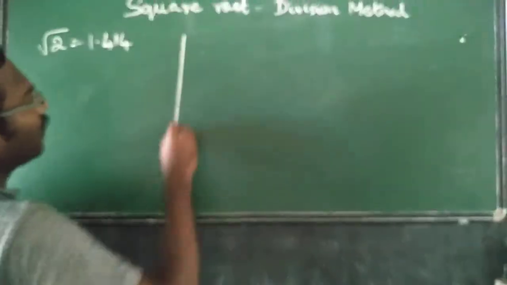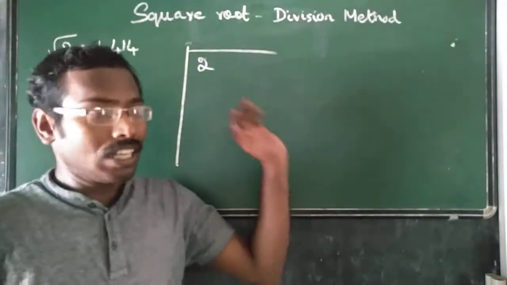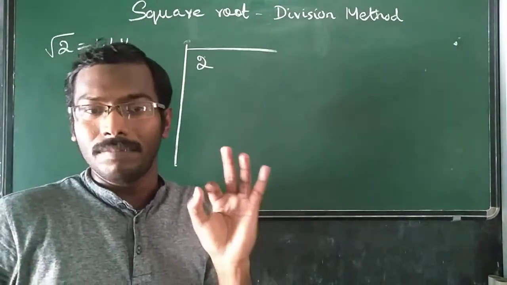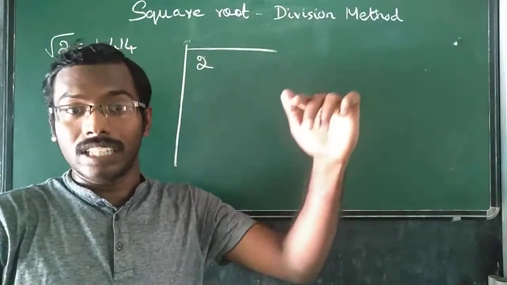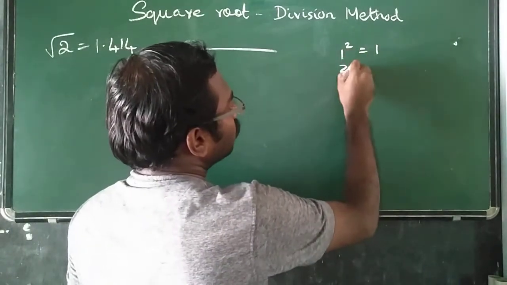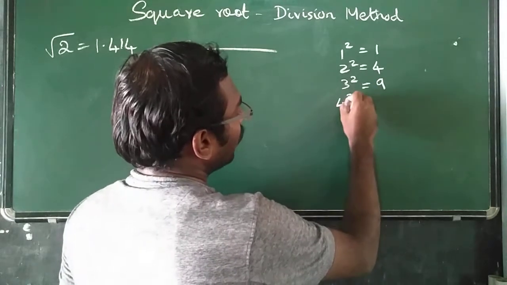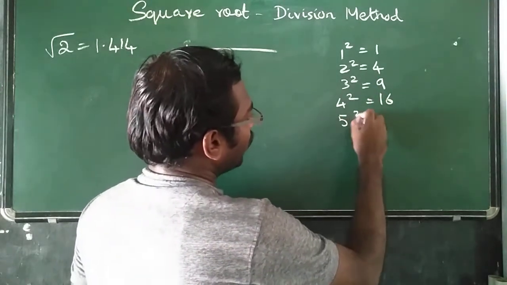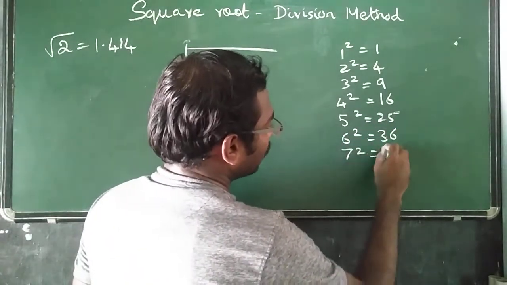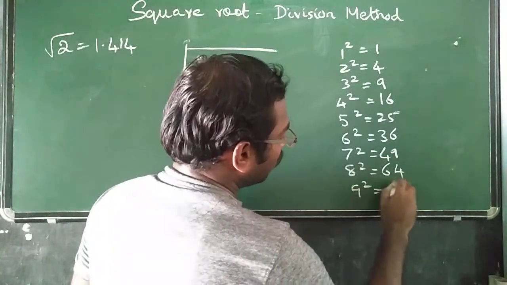First take it like a division. This method is called the division method. So take the 2 here. This is the square root. For performing the division method, you have to know the square values of the first 9 numbers. 1 square equals 1, 2 square equals 4, 3 square equals 9, 4 square equals 16, 5 square is 25, 6 square is 36, 7 square is 49, 8 square is 64, 9 square is 81.